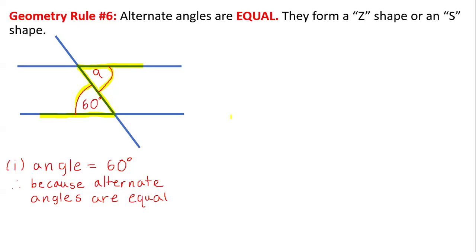Okay. Alternate interior angles are equal. That's the rule. What shape do they form? Anyone can answer. A Z or S shape. Z or S shape, right? Yeah, Z or S shape.